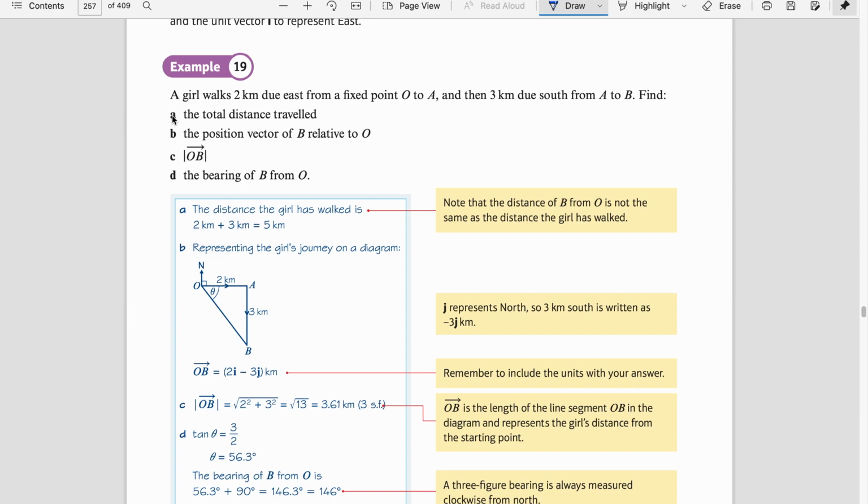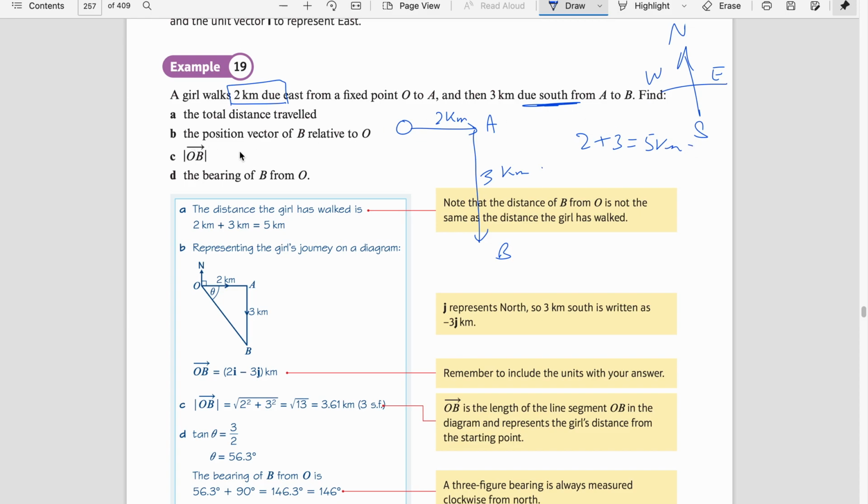First, the worked example. A girl walked 2 kilometers east. So 2 kilometers towards east, you know where east is, north, south, east, west. So 2 kilometers to east from a fixed point O to A. So we get this OA and 2 kilometers. Then 3 kilometers due south from A. So now 3 kilometers down to B. Now we know this is A, this is B. Find the total distance traveled. So total distance we traveled is 2 plus 3, which is 5 kilometers.